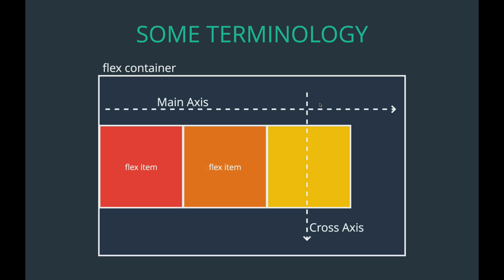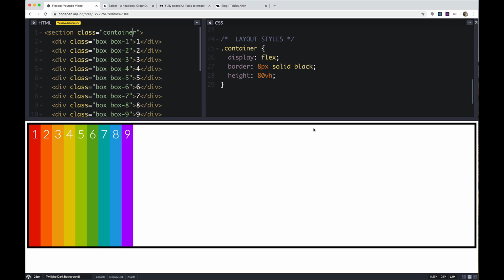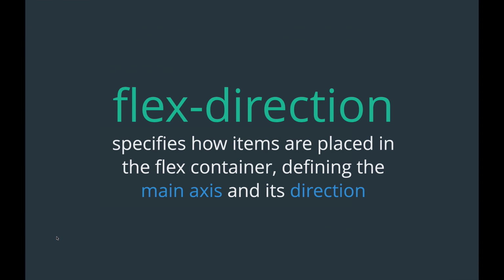And then we have the cross axis, which is just going to be perpendicular, and in our case, it's top to bottom. So if I had enough content that overflowed this, and the content ended up wrapping, it would wrap underneath. But we can change things using flex direction.